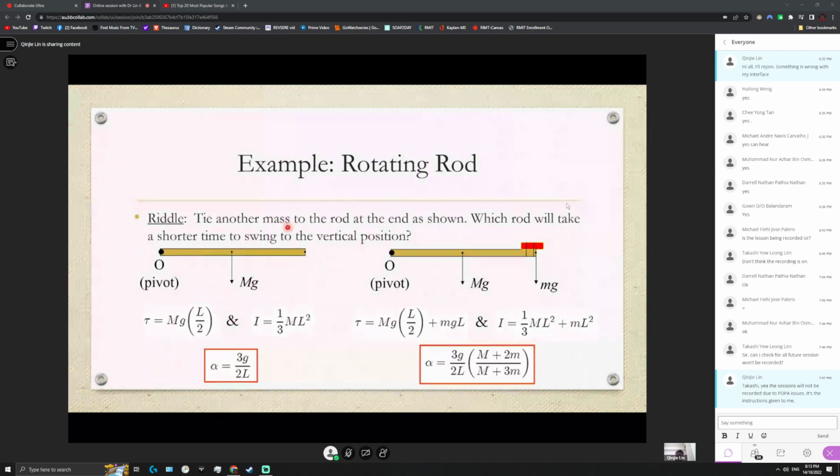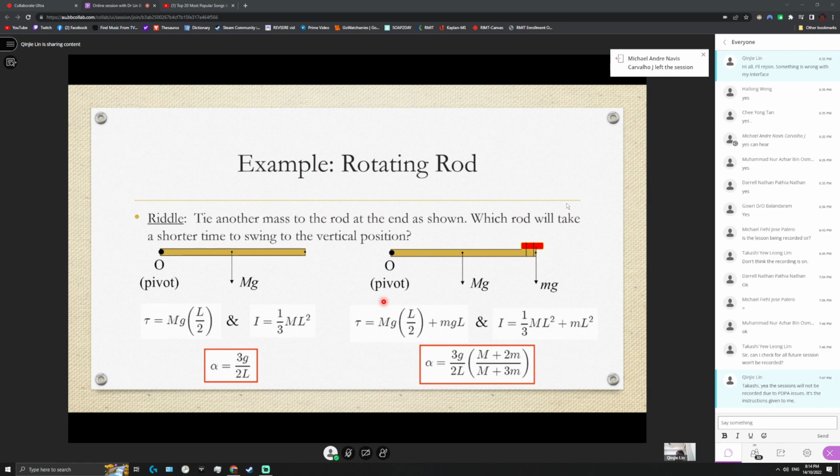Tie another mass to the rod at the end as shown. It's the same question as just now, by the rod. But now you go and tie one new mass at the end. Which rod will take a shorter time to swing to the vertical position? You release this rod from rest, right? It will go down, become vertical. This one also will go down and become vertical. But you go and add one mass at the end. Which one will swing to the vertical position faster?